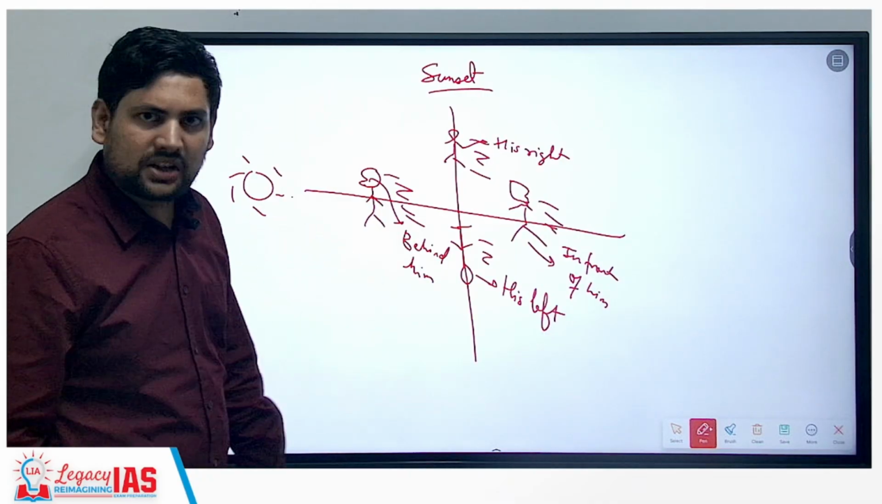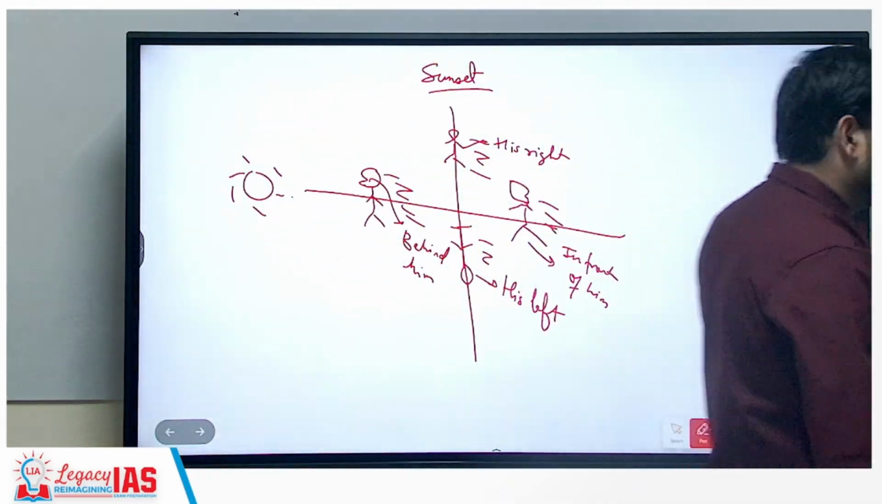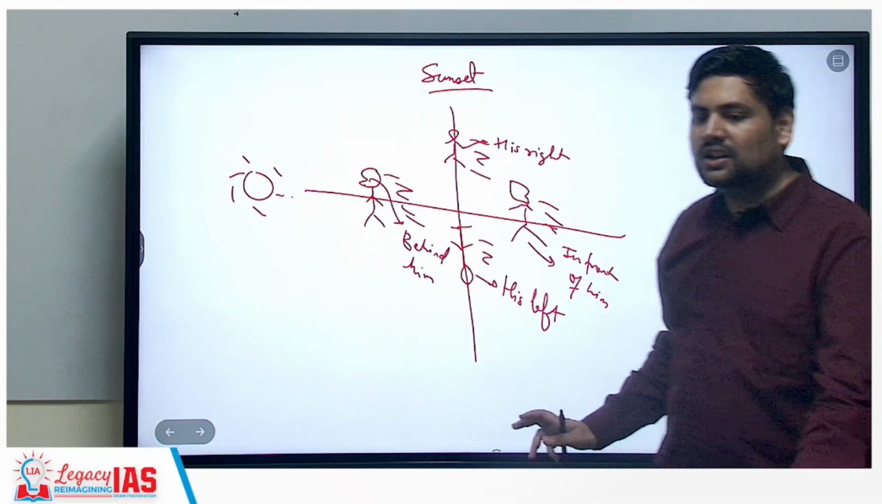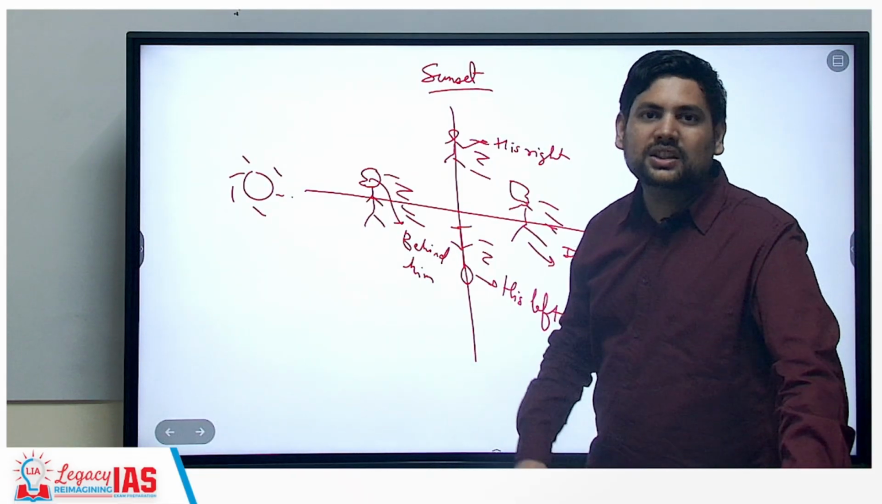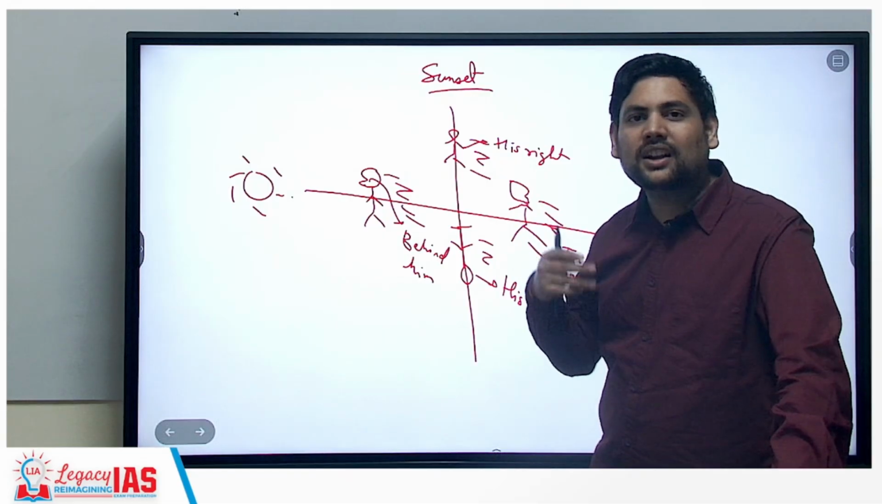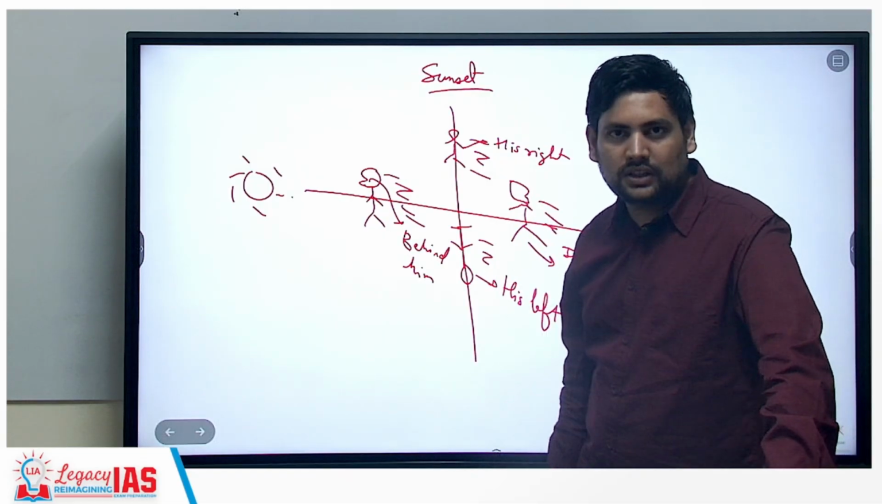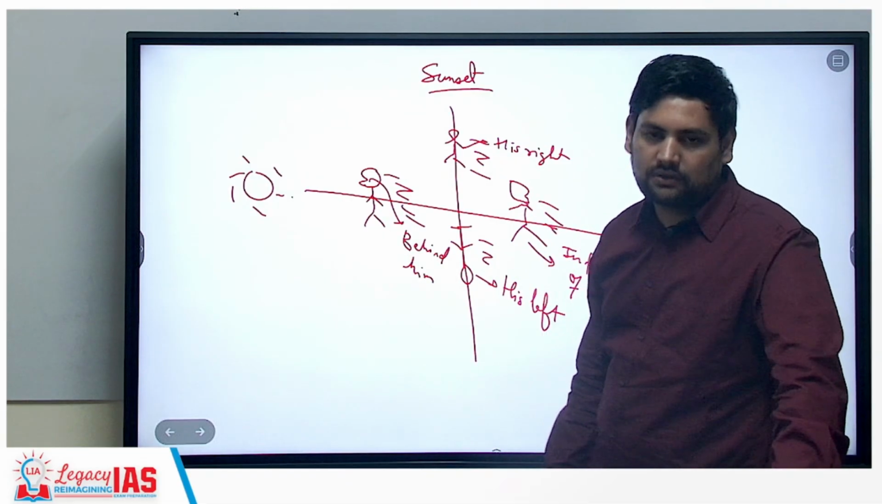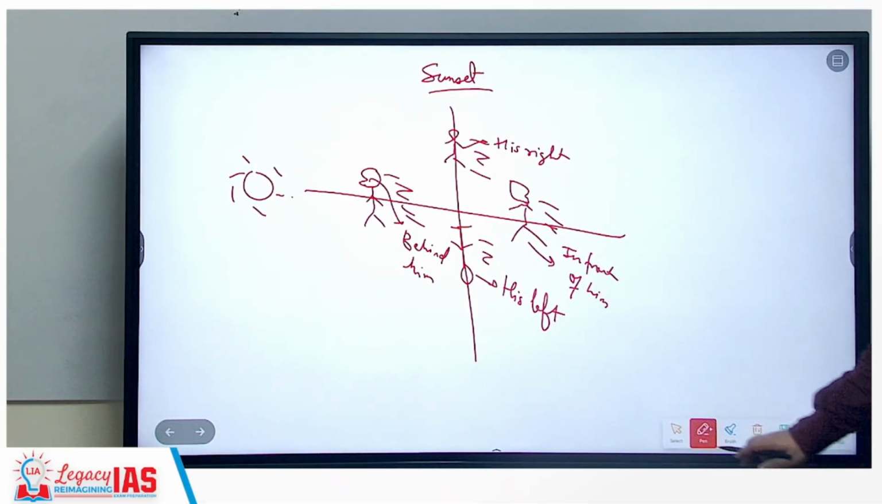This is about shadows. Based on this understanding, many questions are given on shadows: he is coming from the front, back, where his shadow is forming, all those questions are there. So let's get to the questions now.